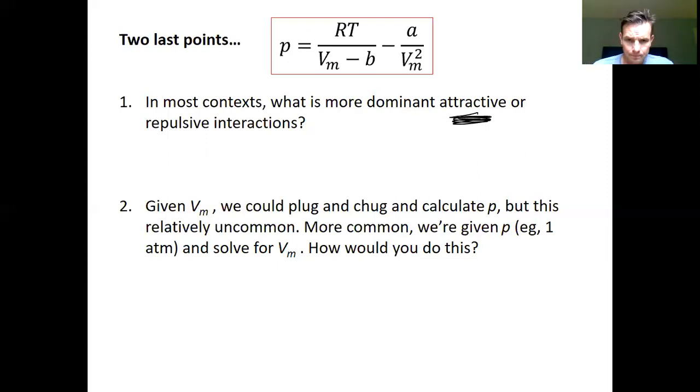Here's the other issue. If I were given the molar volume, you can see the molar volume in the van der Waals equation. I could imagine plugging and chugging and calculating P. I think that'd be relatively easy to do. But it turns out this is relatively uncommon, right? We're not often given the molar volume and asked to calculate pressure. Instead, we're given the pressure and asked to calculate the molar volume. Right? So here's the pressure. How do I calculate the molar volume?